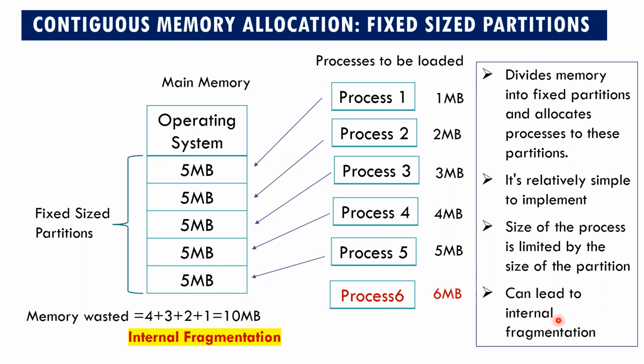And one more drawback is it leads to internal fragmentation. So these are the drawbacks of fixed sized partitions. One is it results in internal fragmentation. Here the size of the process should not be greater than the size of the partition. That is the second disadvantage. And one more is you cannot have more processes as compared to the number of partitions that are available in the main memory.